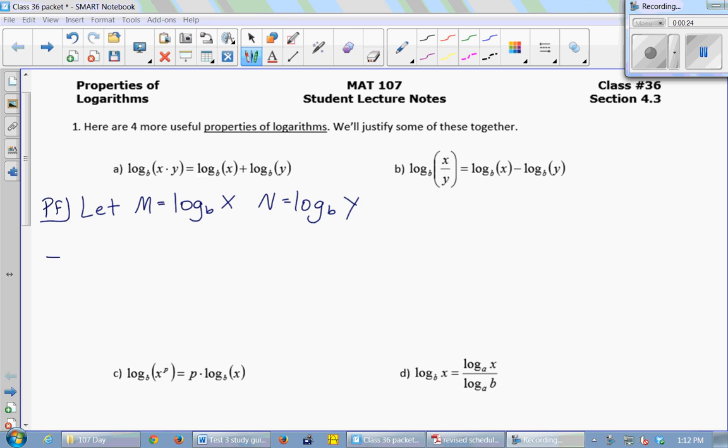All right, so now that arrow means implies. I'm going to apply the definition of a logarithm to these two equations. So if m equals log base b of x, how do I change that to an exponential equation? What exponential equation is equivalent? B is the base, m is the exponent, and that should equal x. And then the other one, when I change that, I get b to the n equals y. So now I have expressions for x and for y.